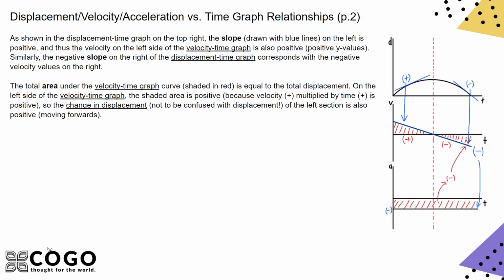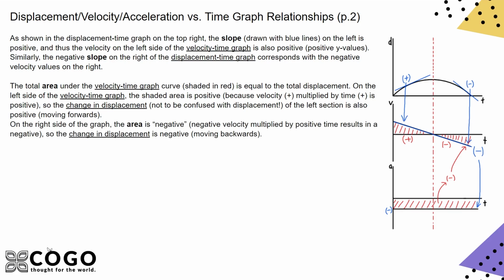On the left side of the velocity time graph, the shaded area is positive because positive velocity multiplied by positive time gives a positive number. So the change in displacement, not to be confused with displacement, on the left side of the graph is also positive, meaning the object is moving forwards. On the right side of the graph, the area is negative because negative velocity multiplied by positive time results in a negative value. So the change in displacement is negative, and the object is therefore moving backwards.